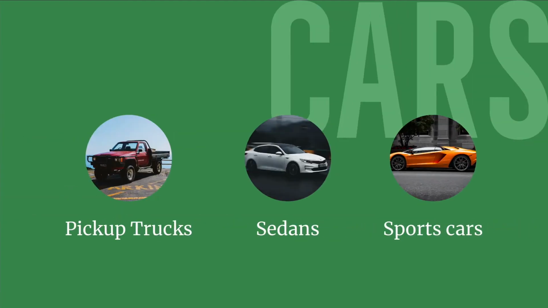The example given by the book is cars. Different types of cars are designed to meet different goals and needs of different user groups. Pickup trucks need to be reliable to transport heavy cargo. Sedans need to be safe and comfortable for passengers. And sports cars need to be fast and fun to drive.